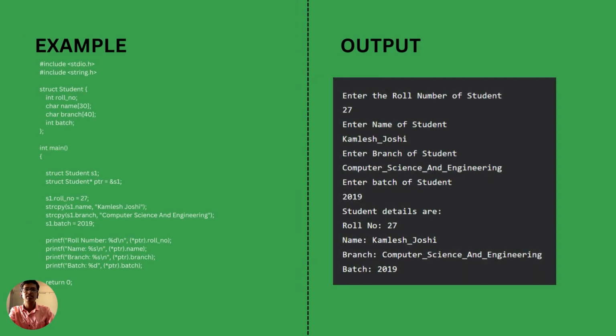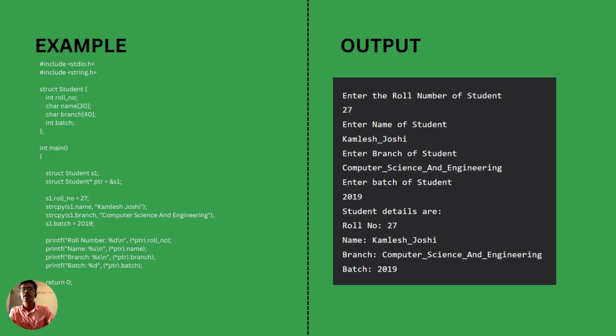Here we can see the example program. #include <stdio.h>, #include <string.h>, struct student with int roll number, char name of some size, char branch of some size, int batch. int main, struct student s1, struct student pointer ptr equal to ampersand s1. s1 roll number is 27, strcpy s1 name Kamlesh Joshi, strcpy s1 branch Computer Science and Engineering, s1 batch 2019.